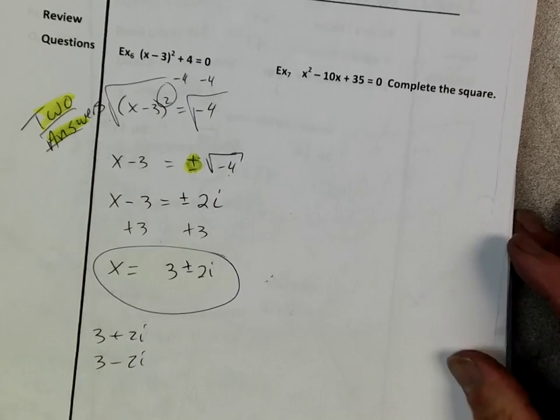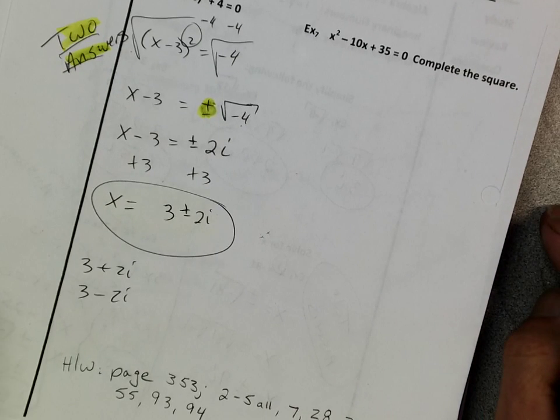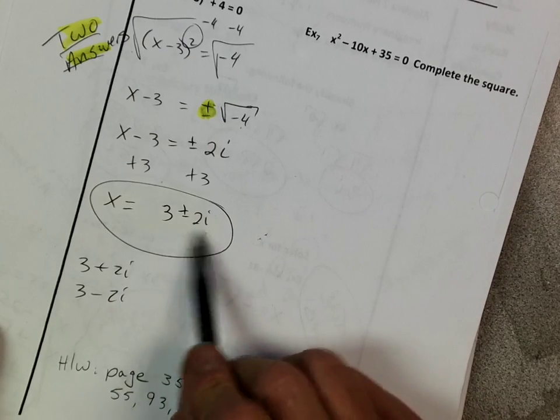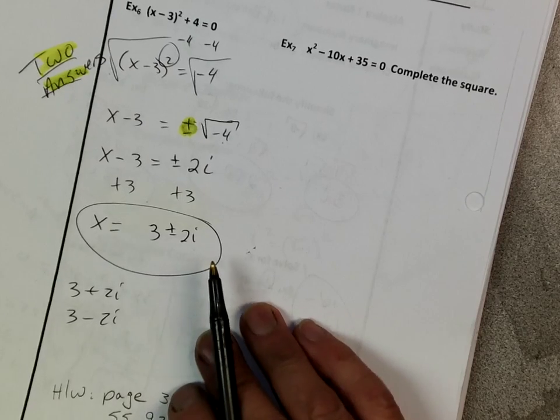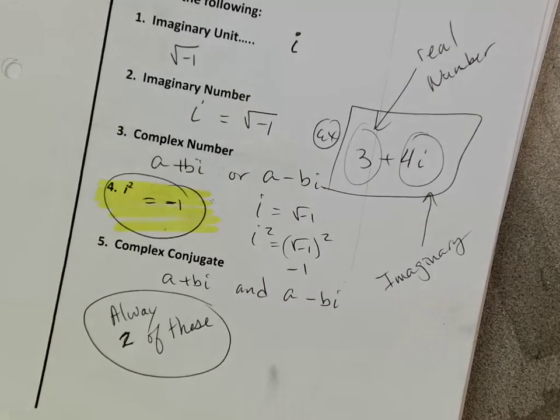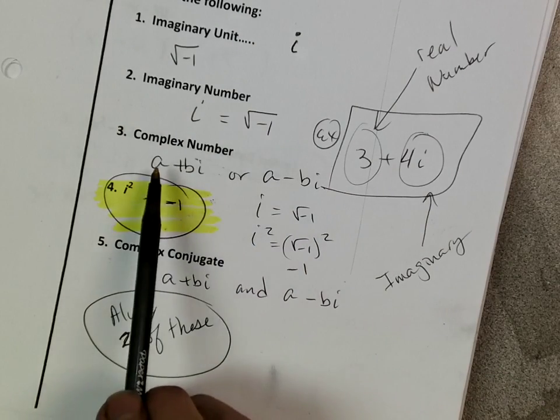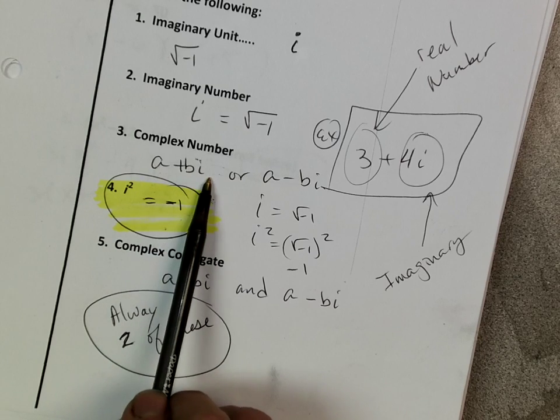Jackie: Could it be 2i plus 3, or minus 2i plus 3? It can, but the only reason I would say don't write it that way is if you go back to our reading, right, we always write it as real number plus imaginary, okay?